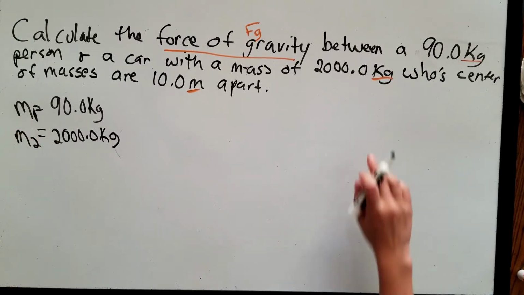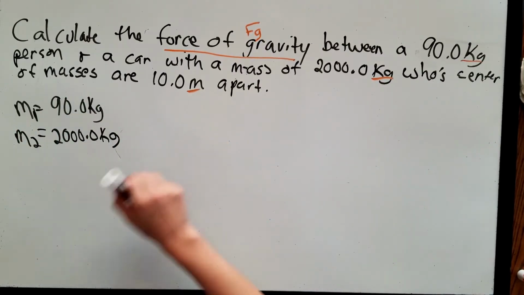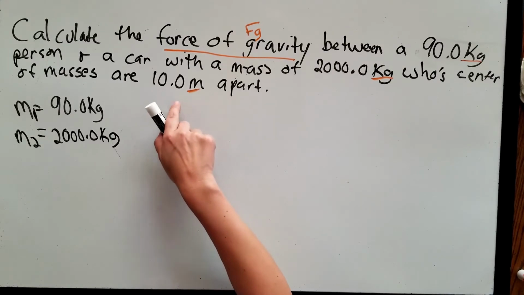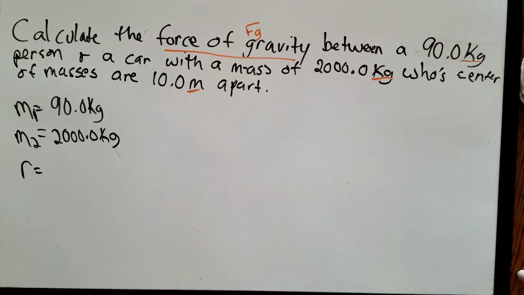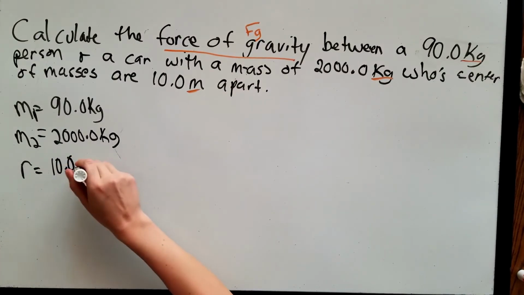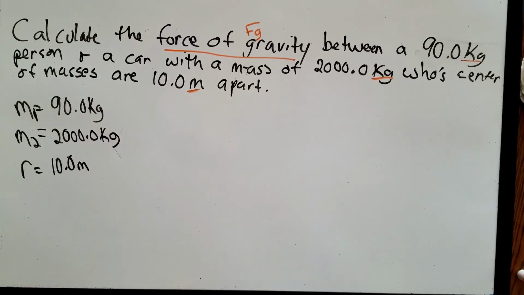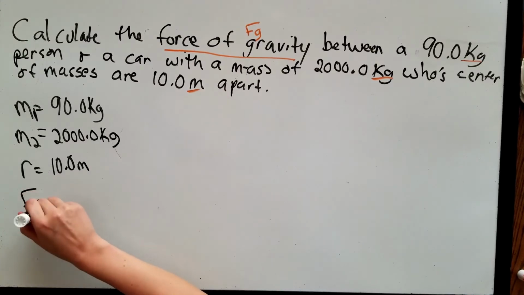Now the last piece of information given is this 10 meters. This is a distance, but in the gravitational force equation, it's represented by the letter R, because it is the radius between the centers of mass of the two objects. If you mislabel it as D at first, that's fine. Once you pick out your equation, you'll realize that radius is the same as D. R is the same as D. So the only piece of information they're asking us to solve for is F of G.